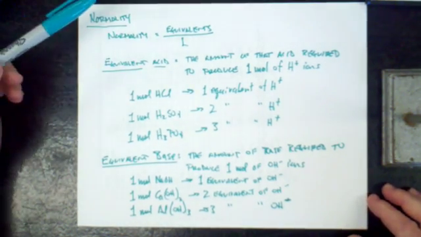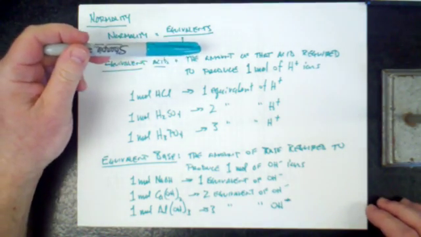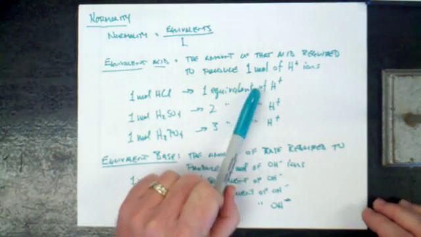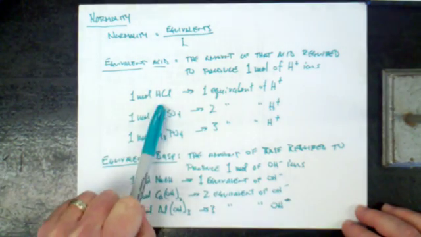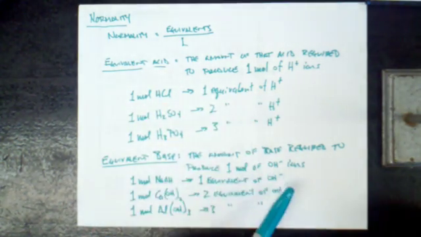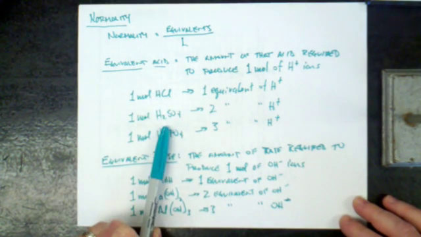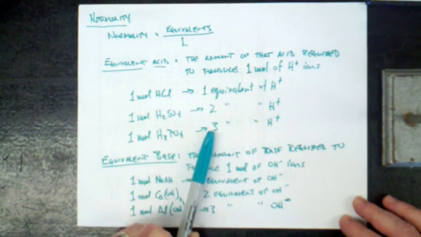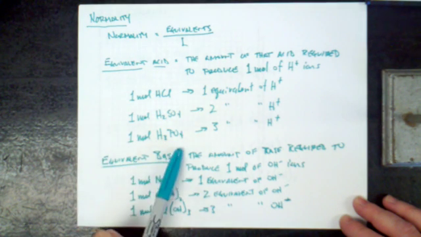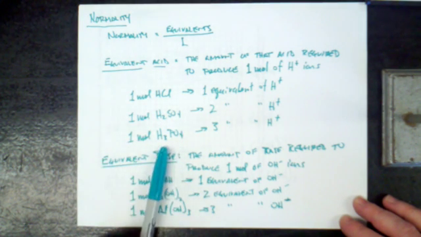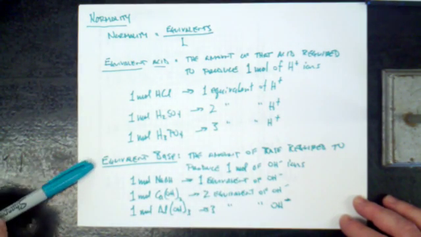What's an equivalent? Well, it's best to show that by example. An equivalent acid is the amount of acid required to produce 1 mole of hydrogen ions. So, 1 mole of hydrochloric acid produces 1 equivalent of hydrogen ions because there's only 1 hydrogen to give up. 1 mole of sulfuric acid has 2 hydrogens to give up, so it provides 2 equivalents of hydrogen ions. 1 mole of phosphoric acid has 3 moles of hydrogen to give up, so it provides 3 equivalents of hydrogen ions.